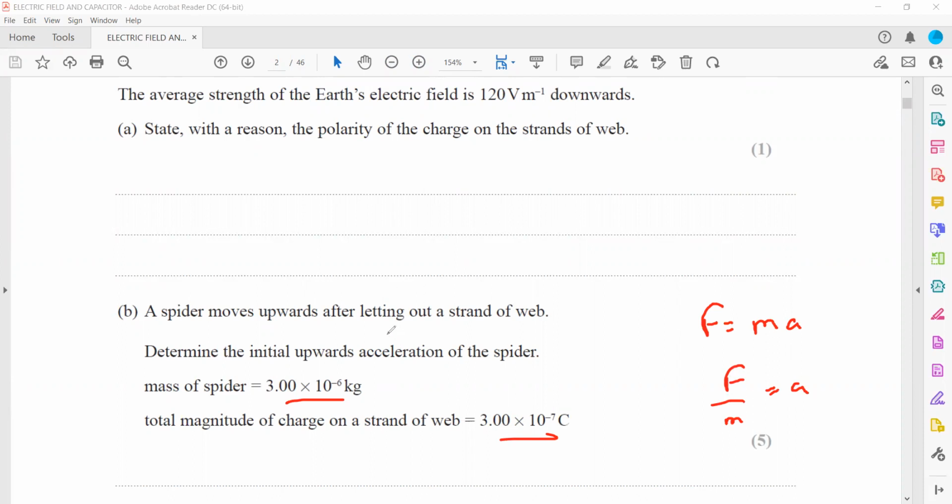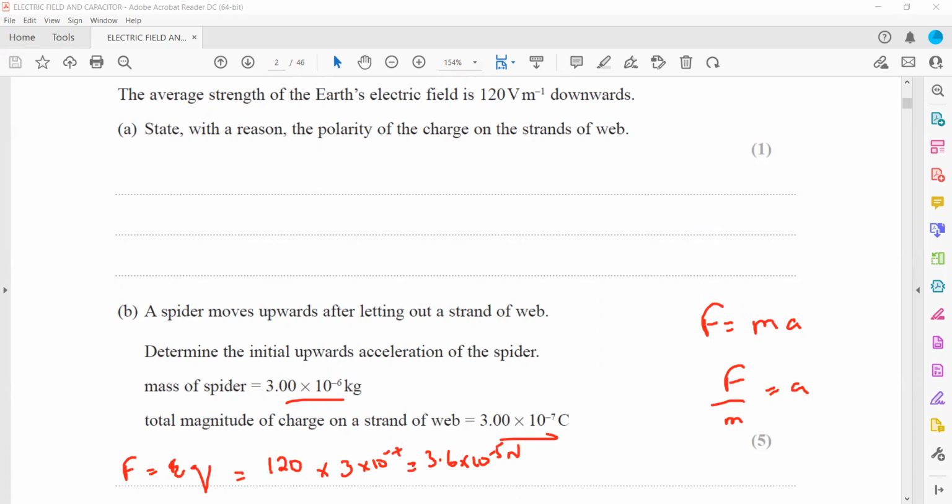What force? The strand of web is considered a charged object. So for the force on the charged object, we'll use the formula E = F/Q, so F = E × Q, where E is the strength of the electric field, which is 120 volts per meter, and the total charge is 3 × 10^-7. This will give us the force experienced, which comes out as 3.6 × 10^-5 newtons. So we have the force and we have the mass. Force divided by mass will give the initial acceleration.